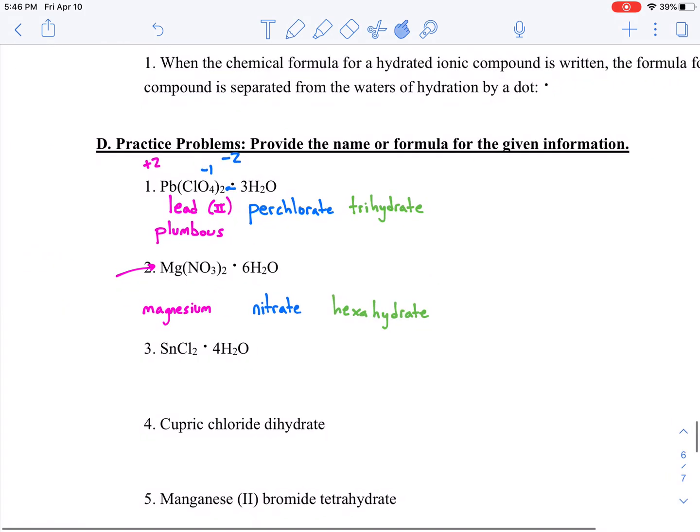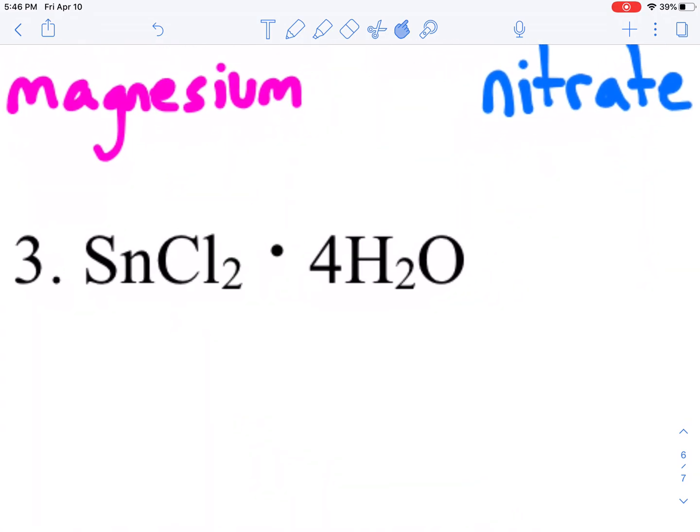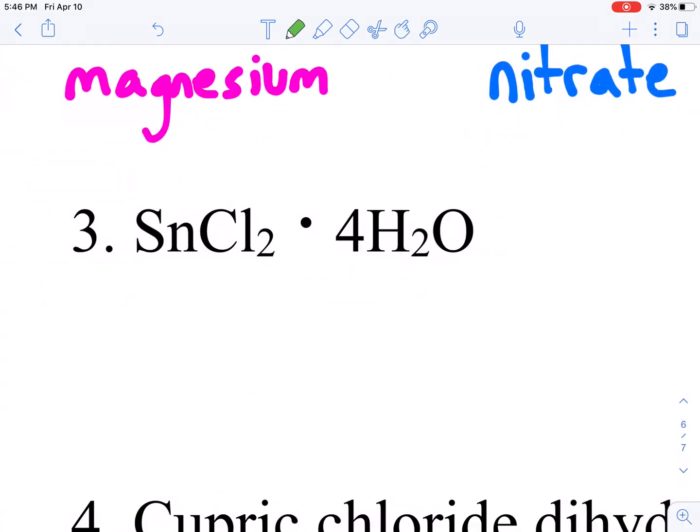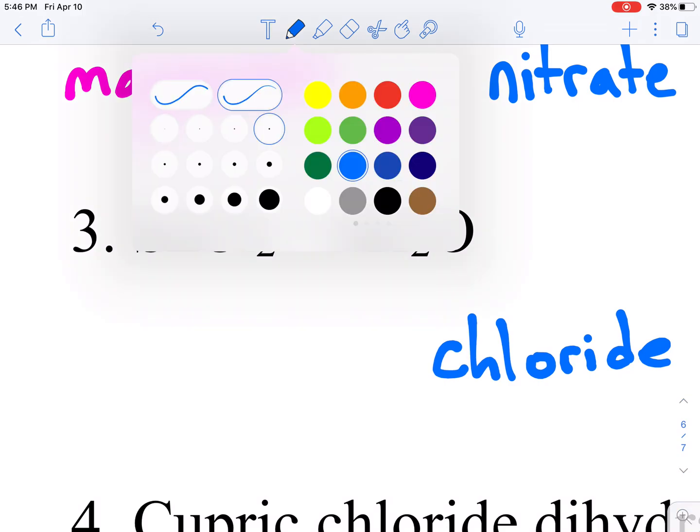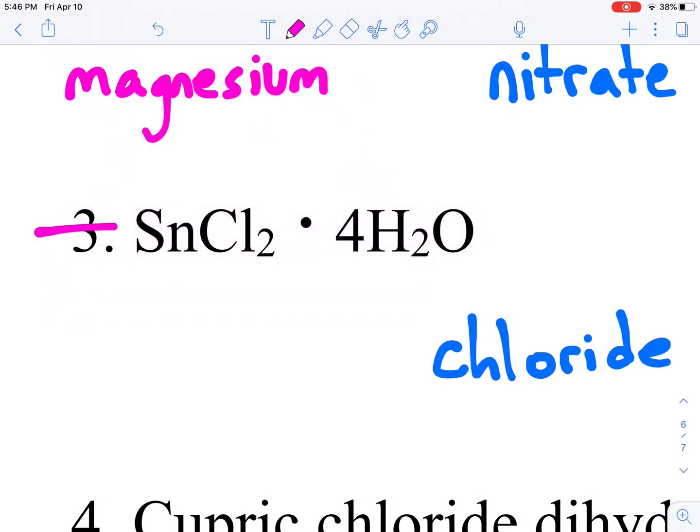Let's try one more going this direction. So SnCl2. Cl2 is not a polyatomic ion, it's simply an anion. We know that anions always end with IDE, so this is simply chloride. Now we ask ourselves about our cation. Does our cation require a Roman numeral? Yes, it does, because it's a transition metal, and we have 2 names for it.